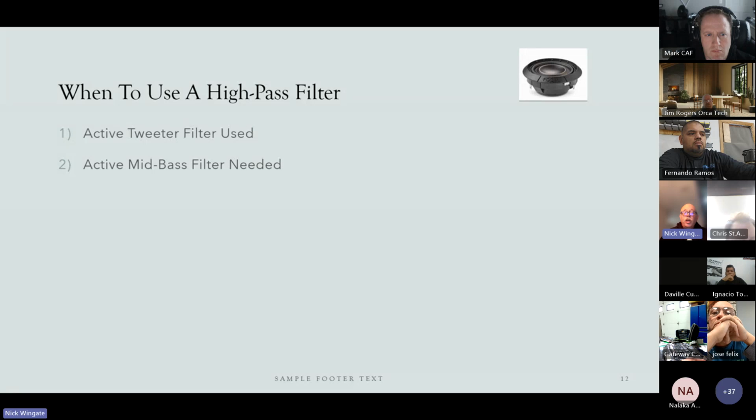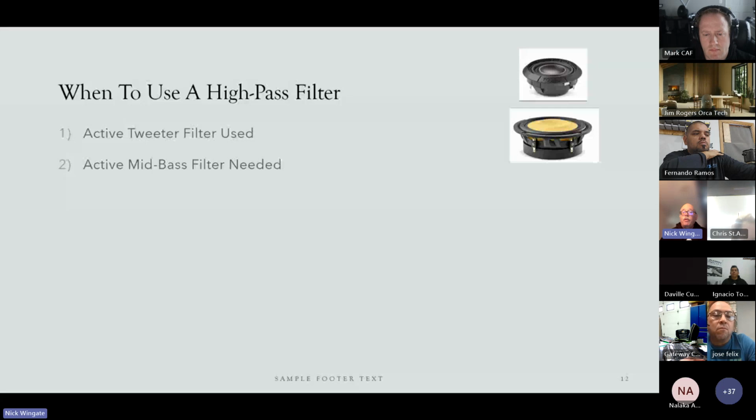Number two, you also want to use them with an active mid-bass. Now, everybody asks me, well, why do you want to put it on a mid-bass driver? Well, we only want the mid-bass driver to play so low. If we let it play as low as possible and we get close to where the voice coil loses control over the speaker, we have a really big chance of actually blowing the driver.